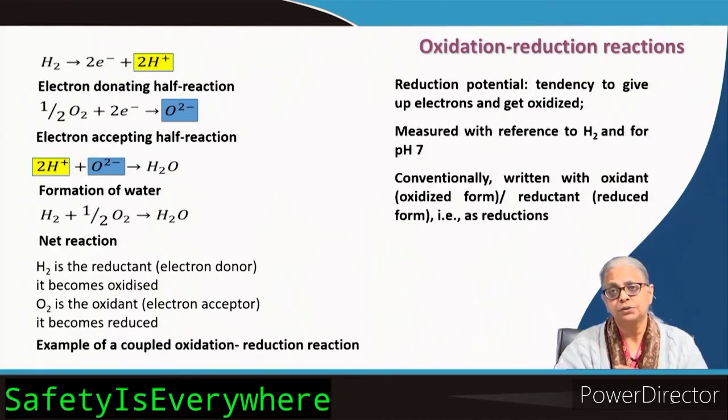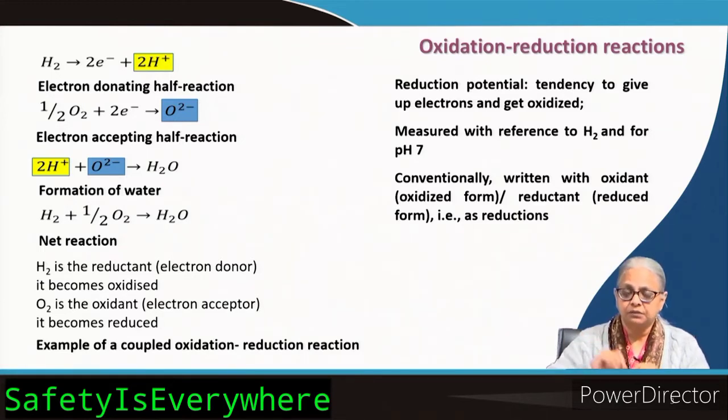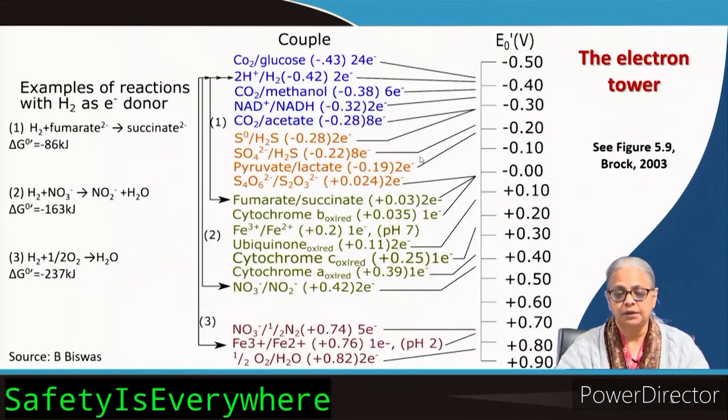Having understood the importance of oxidation reduction reactions, we also need to understand how we generally write them. Conventionally, we write the oxidant or the oxidized form on the left and the reductant or the reduced form on the right. So these are examples of that. Here you have carbon dioxide and glucose. Carbon dioxide is converted to glucose in the photosynthesis process, and glucose is converted to CO2 in the aerobic respiration process. No matter which reaction is happening, this is the way we write it.